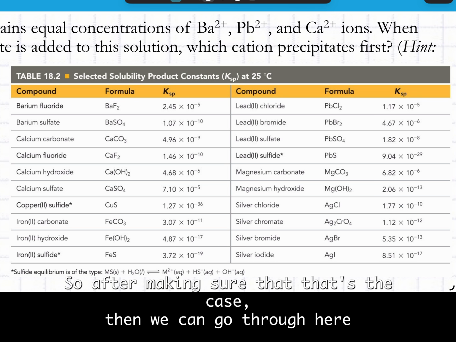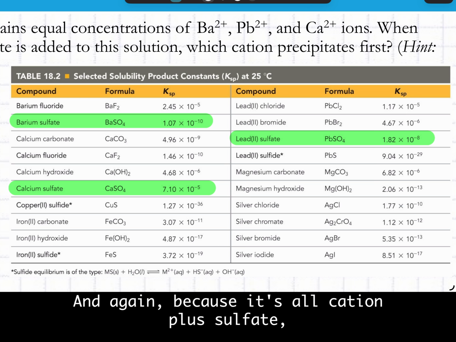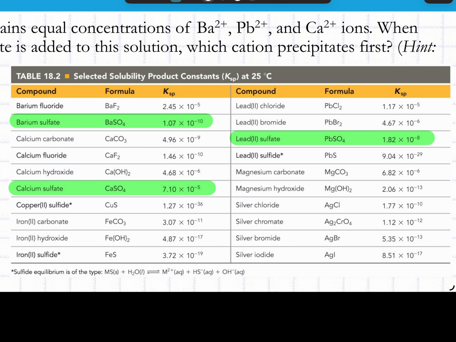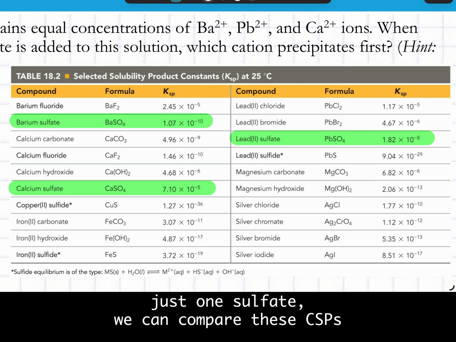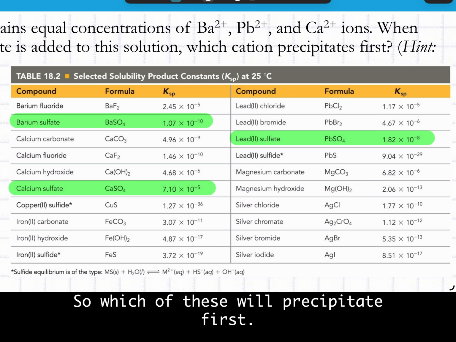So after making sure that that's the case, then we can go through here and we can find calcium sulfate, barium sulfate, and lead-2 sulfate, not sulfide. And again, because it's all cation plus just one sulfate, we can compare these KSPs directly. So which of these will precipitate first?